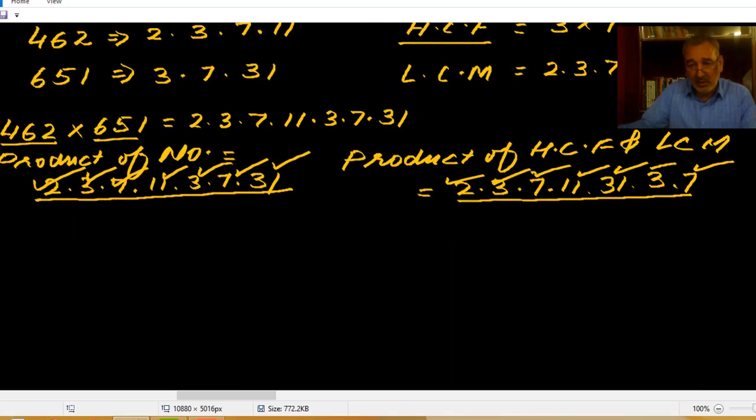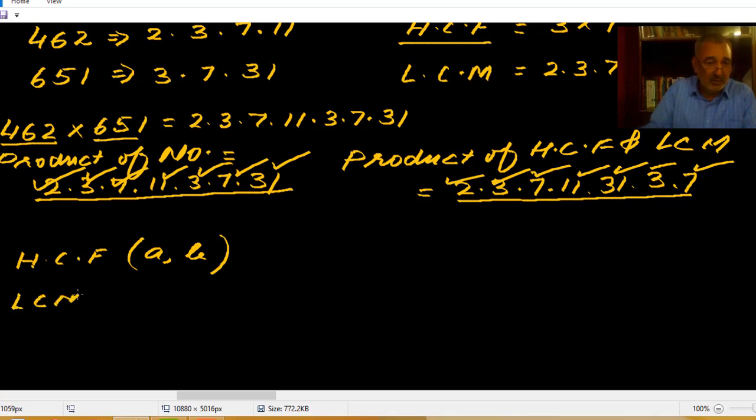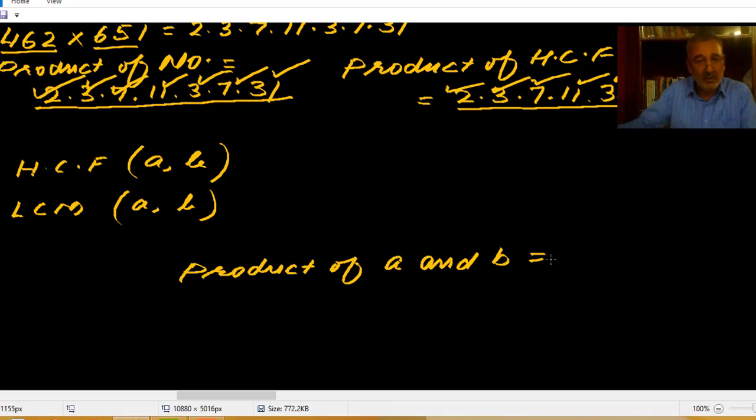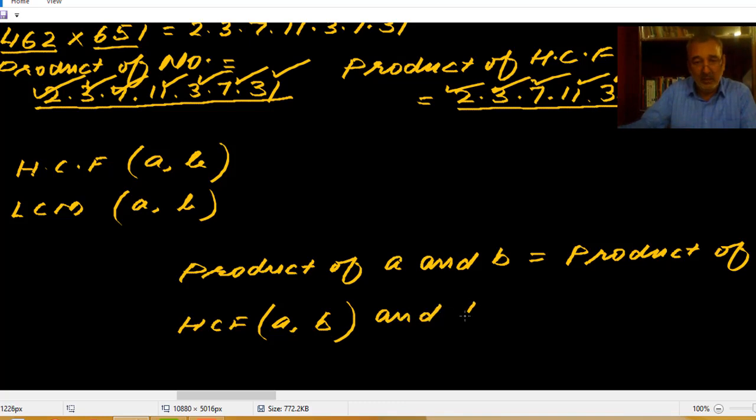So this notation is sometimes written as HCF of two different numbers A and B, and we write LCM of two numbers A and B. So as a notation we write the product of A and B is equal to the product of HCF of A and B and LCM of the same numbers.